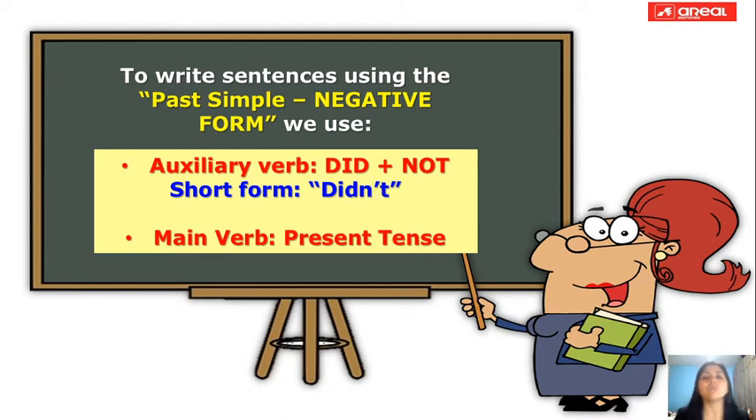And what happens with a verb? When we talk about past simple, what happens with the verb? We are going to use the verb in the present tense, or you can say also in the base form, right? Why? Because this didn't, this auxiliary verb, indicates past. So remember, if you want to write a sentence in negative form in past simple, you are going to use first didn't, or you can use did not, and also the verb is in present tense, or in base form.